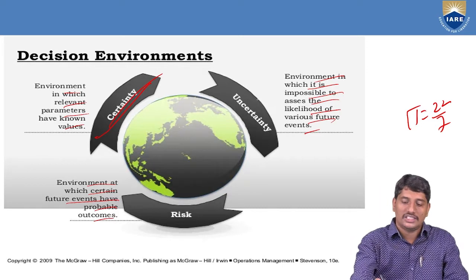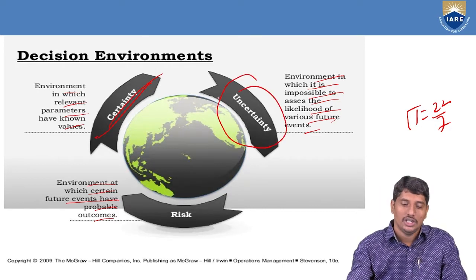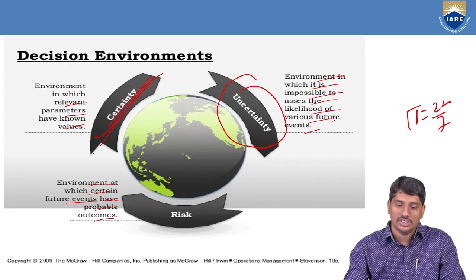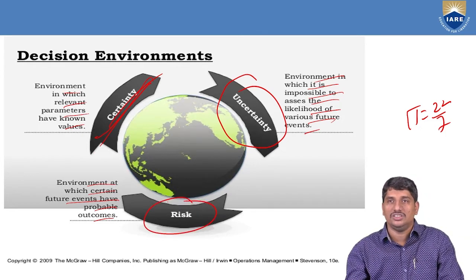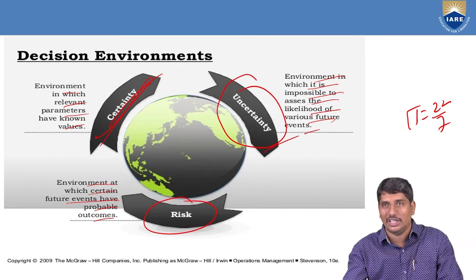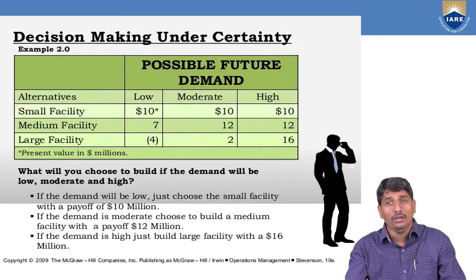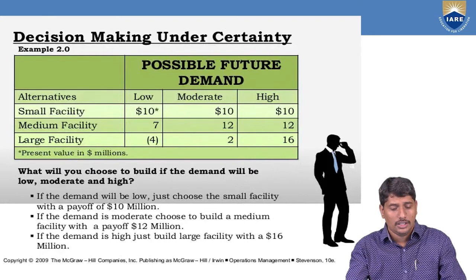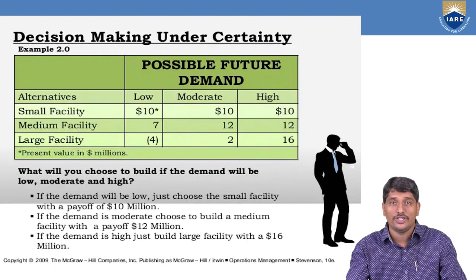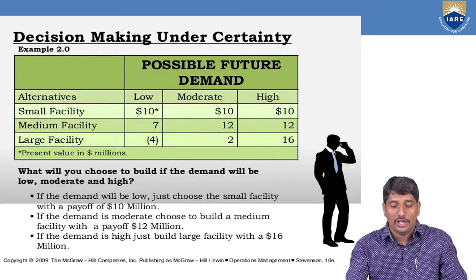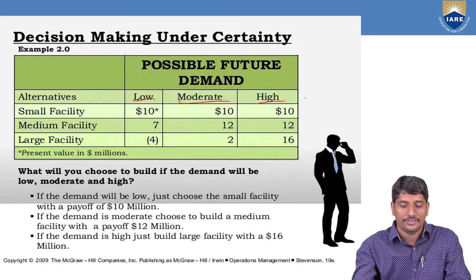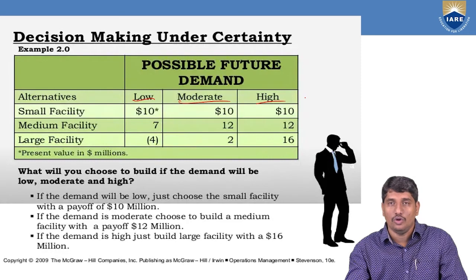So it purely depends on our intuition. In uncertain situations only, decision theory works. In certainty, we don't need decision theory. In risk, we cannot apply decision theory. Only in uncertain conditions can we apply decision theory. Now let us take an example. Here again we are considering the same example I quoted in the previous slides: whether to buy a small, medium, or large Xerox machine. We have three uncertainties: low demand period, moderate demand period, and high demand period.